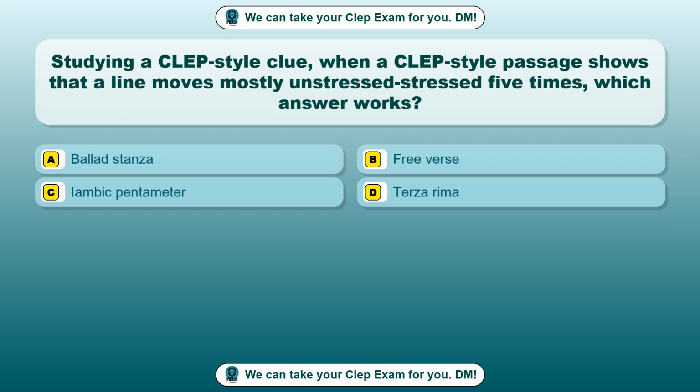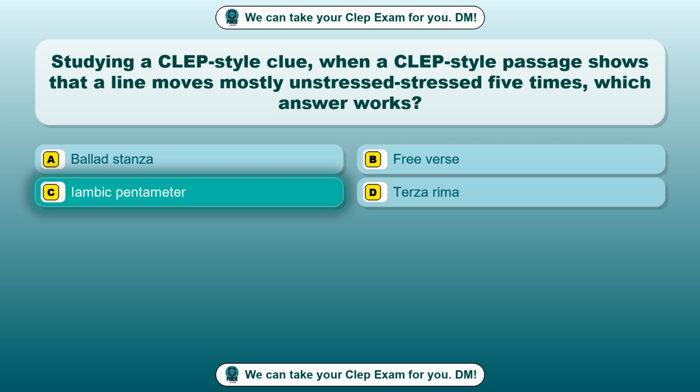Question 45. Studying a CLEP-style clue, when a CLEP-style passage shows that a line moves mostly unstressed, stressed, 5 times, which answer works? Option A, ballad stanza. Option B, free verse. Option C, iambic pentameter. Option D, terza rima. The correct answer is option C, iambic pentameter.